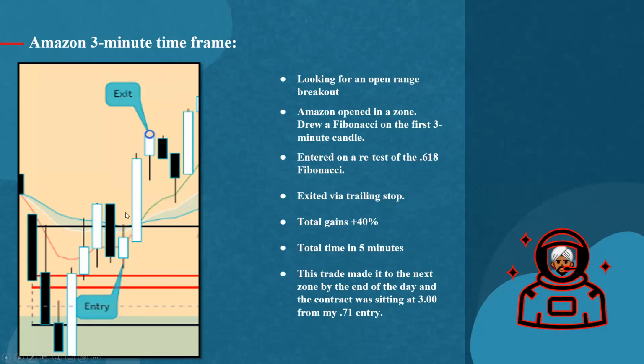So I'm not looking at 100, 200%. But by the end of the trading day, this trade made it to the next zone and the zone after that, and it was sitting at $3 from my 71-cent entry. Ridiculous. So that shows you that when price is in a zone, it's about to move in a big way. I should have held, but we've all been there too, I'm sure. If there's any questions, feel free to ask right now. I'm going to have a sip of water here.